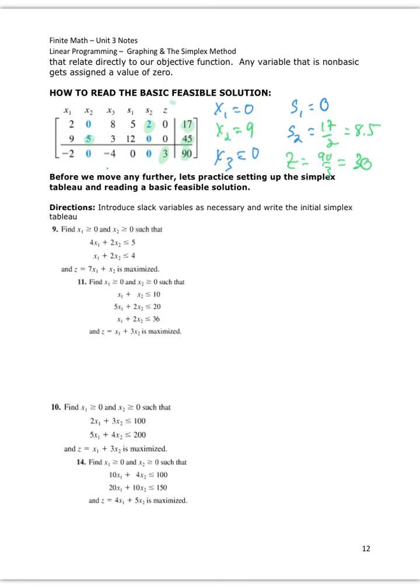So before we move any further, we're going to hit the pause button right here, and I'm going to have you see if you can try to set these up, and we will come back and talk about these tomorrow in class and see where you are with them.